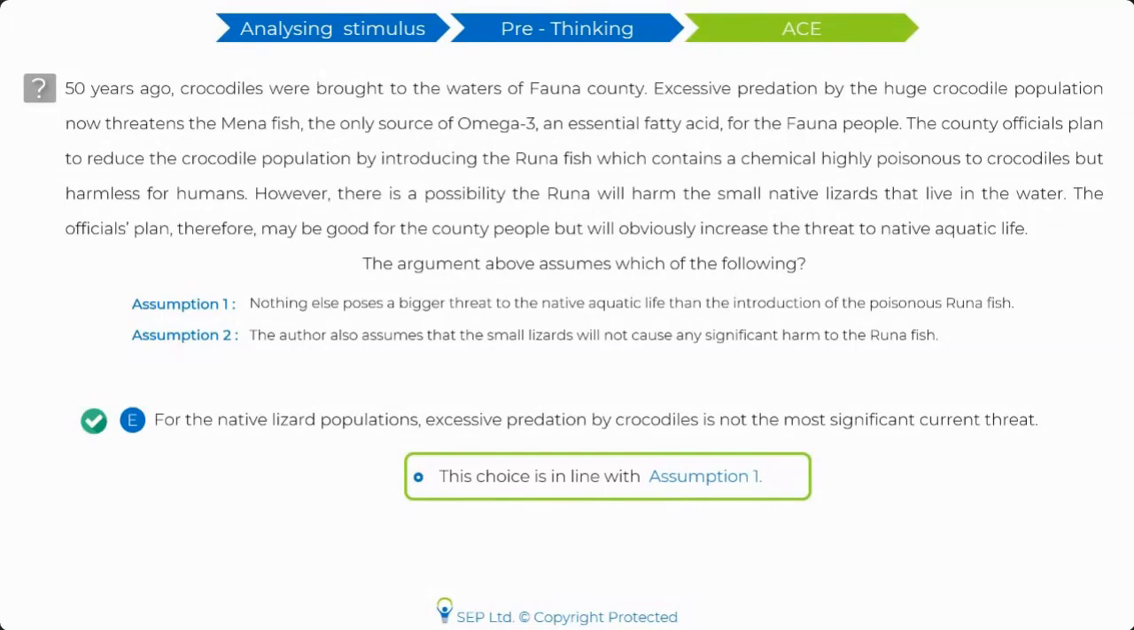You have to understand the problem. The problem here is you are saying introducing Runa is going to increase threat. So I'm choosing an option which says there is no other threat, and that is why introducing Runa is going to increase threat. So it's okay if you got. So Madhukar, which part is confusing you?